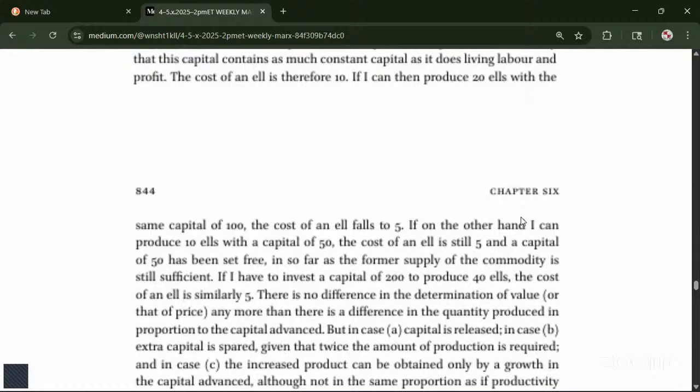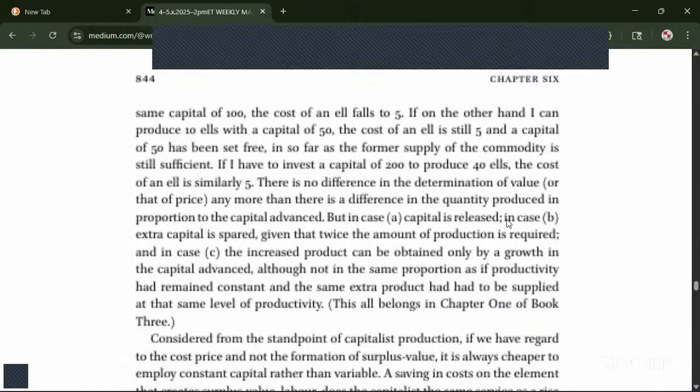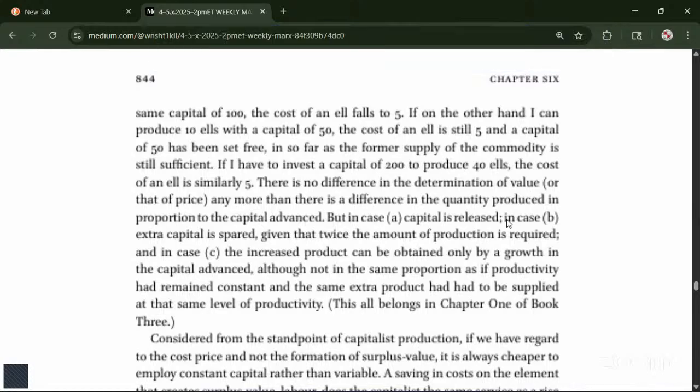There's no difference in the determination of value or that of price, any more than there's a difference in the quantity produced in proportion to the capital advanced. But in case A, capital is released. In case B, extra capital is spared, given that twice the amount of production is required. And in case C, the increased product can be obtained only by a growth in the capital advanced, although not in the same proportion as if productivity had remained constant and the same extra product had to be supplied but at that same level of productivity.